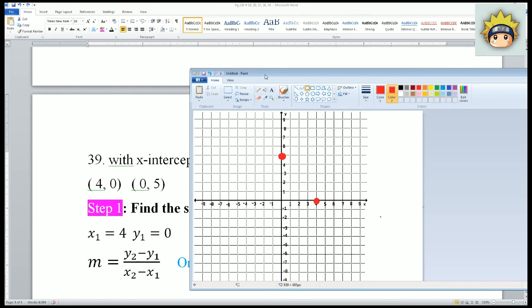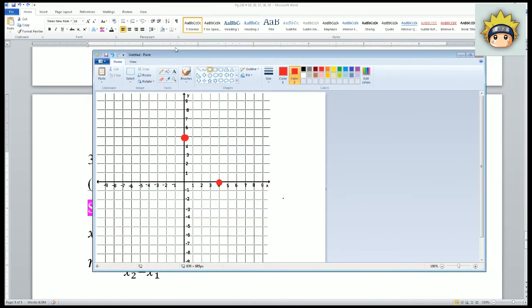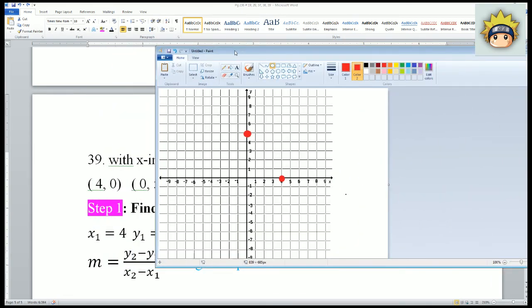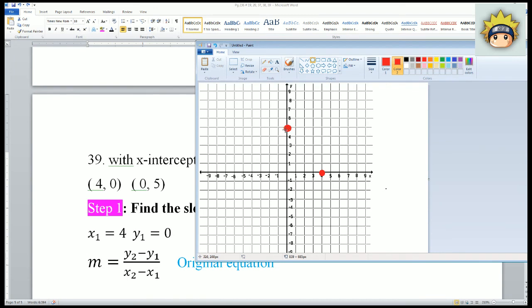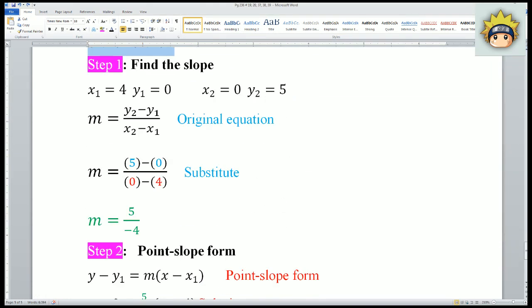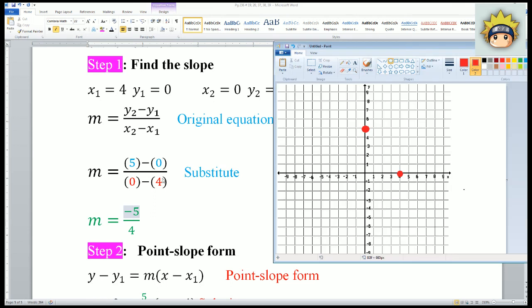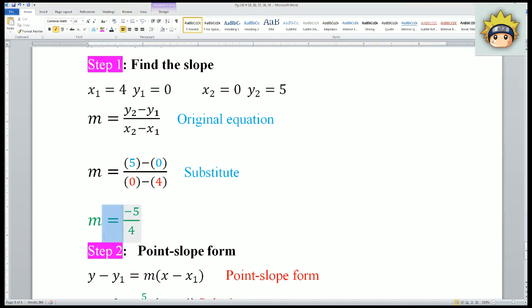Now you could look at this. What is my y-intercept? What is my slope here? I go down 1, 2, 3, 4, 5, and across 1, 2, 3, 4. That's how you got the slope. Go down 5, 1, 2, 3, 4, 5, and across 4, 1, 2, 3, 4. That's how you got that slope.